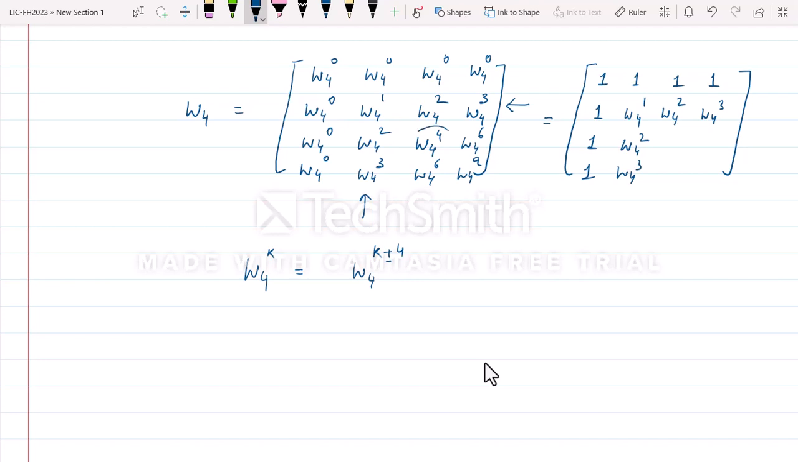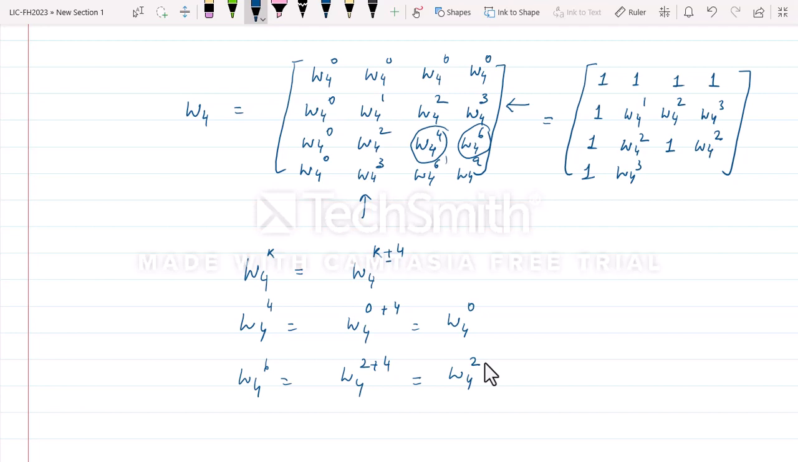Now what is W4 4? W4 4 by using this property is the same as W4 0 plus 4, and that is nothing but W4 0. So this is 1. Now what is this? W4 6 will be equal to W4 2 plus 4, and it's periodic, so we can directly write this as W4 2.